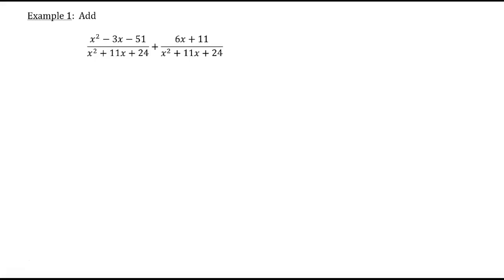Consider that if we have two fractions with the same denominator, such as 2 over 3 plus 5 over 3, we can simply add the numerators. We have 2/3 plus 5/3 for a total of 7/3. The same thing is true with rational expressions. If they have the same denominator, we can simply add the numerators. Take a look at this example.